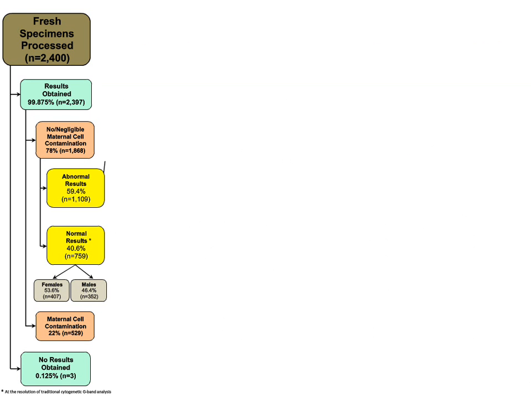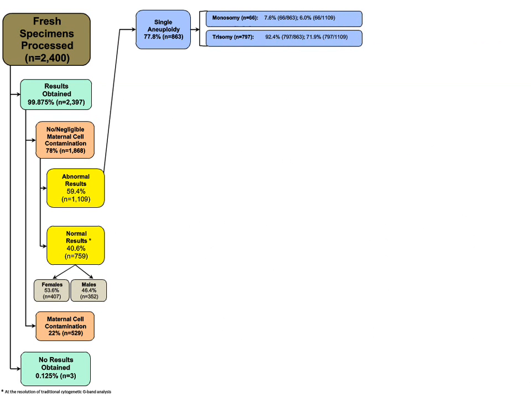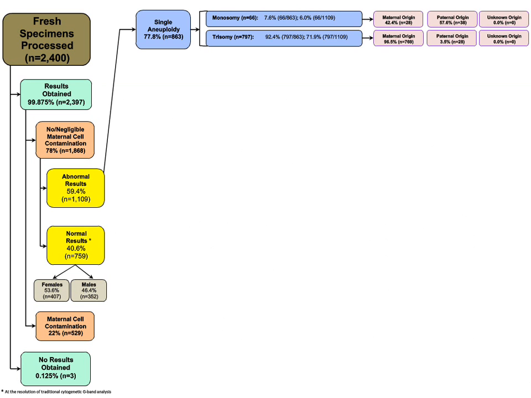Concentrating on the abnormal results, we see that the single aneuploidies account for the majority of these, just under 78%, with the majority being represented by trisomy, well over 92%, and monosomy only accounting for about 8% of those. If we look at the origins of these, we see that paternal origin accounts for the majority of the monosomies, and the overwhelming majority, almost 97% of the trisomies, are maternal in origin.